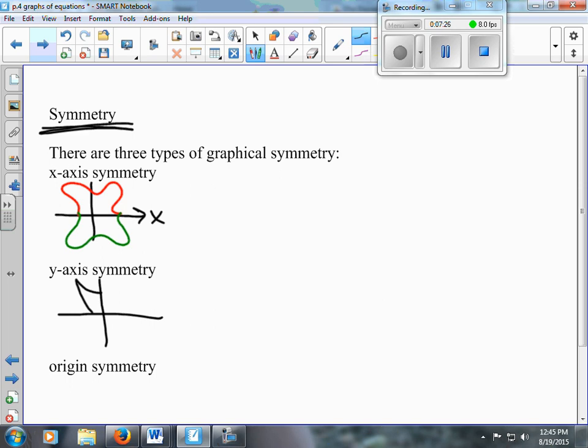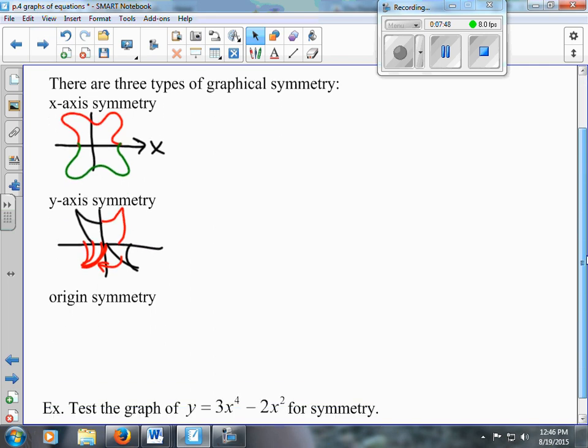In y-axis symmetry, whatever you have on one side of the y-axis, say I have this here and this there, then you also have that on the other side of the y-axis. So this reflects over to that, and then that. Okay, this didn't quite look the same. There we go.